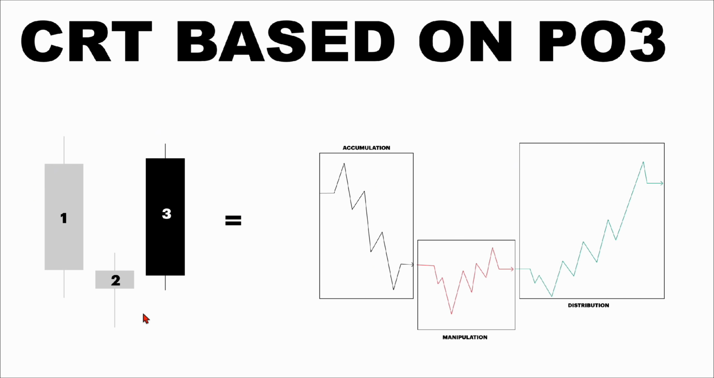CRT is based on what? CRT is not a chart pattern, as many fools claim it to be. It works on proper logic, which is the power of three: accumulation, manipulation, and distribution. So, there is one accumulation candle, one manipulation candle, and then a distribution candle. This is a three-candle model: candle 1, candle 2, and candle 3. Candle 1 is accumulation, candle 2 is manipulation, and candle 3 is distribution.